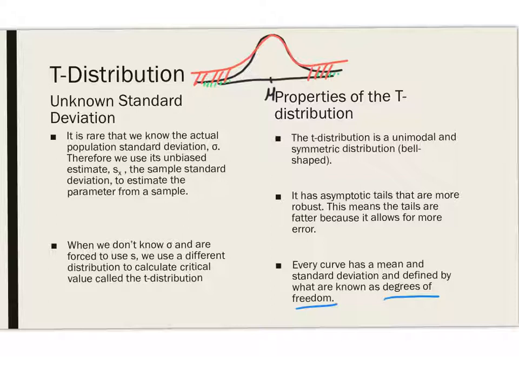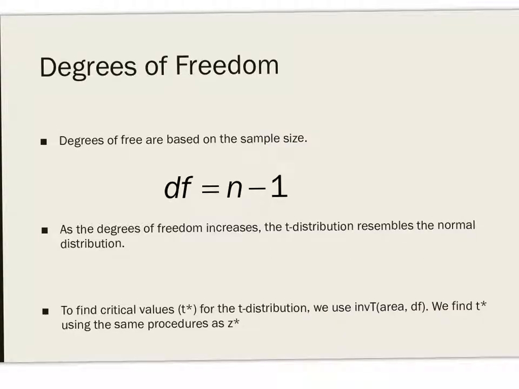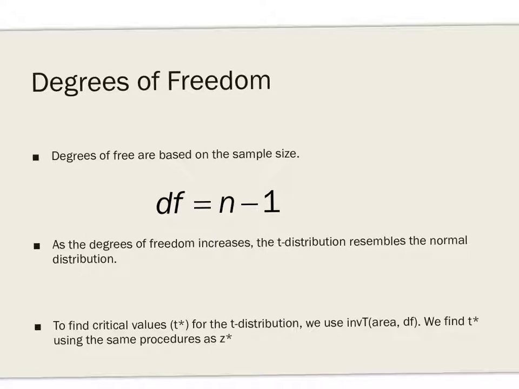And a degree of freedom is based off of the sample size. And so the degrees of freedom are equal to n minus 1. And remember, this n stands for the sample size. And here's what's going to happen.